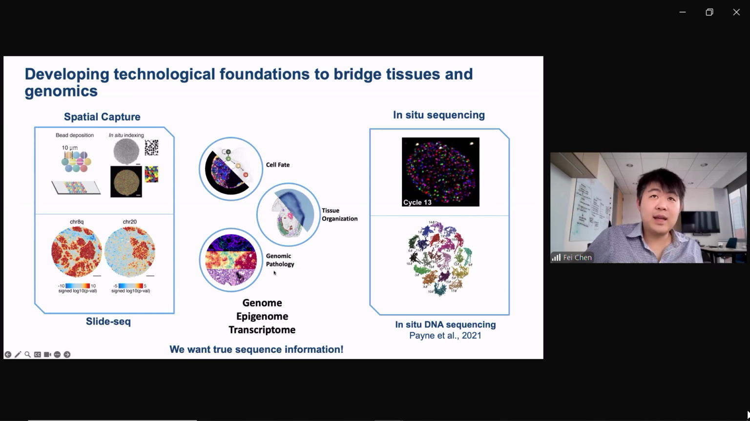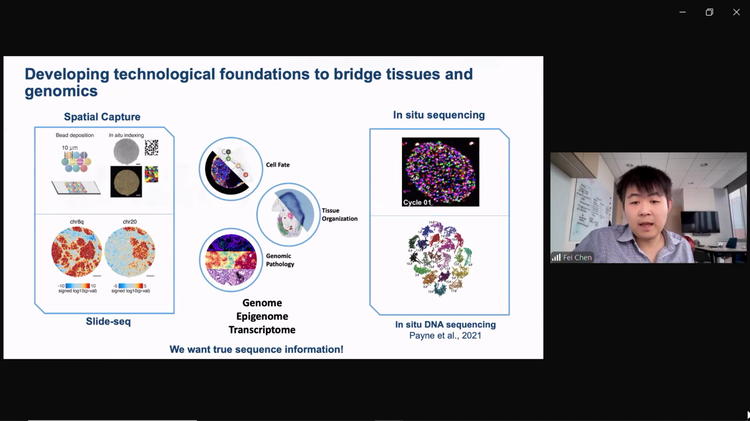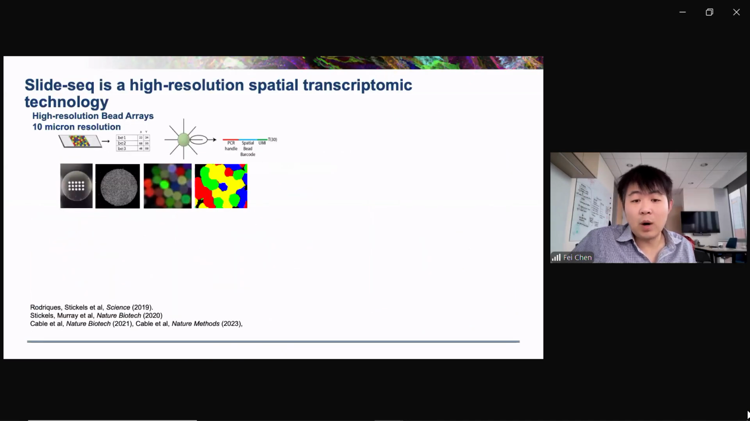I think the main point is that we want to capture the sequence information, whether that's the genomic sequence context, the epigenome sequence context, or the transcriptomic sequence context. Because beyond just counting the mRNA molecules, we think that there's quite a lot of context also in the DNA sequence. And so a while back now, we developed this technology called Slide-seq, which was one of the first high-resolution spatial transcriptomics technologies.